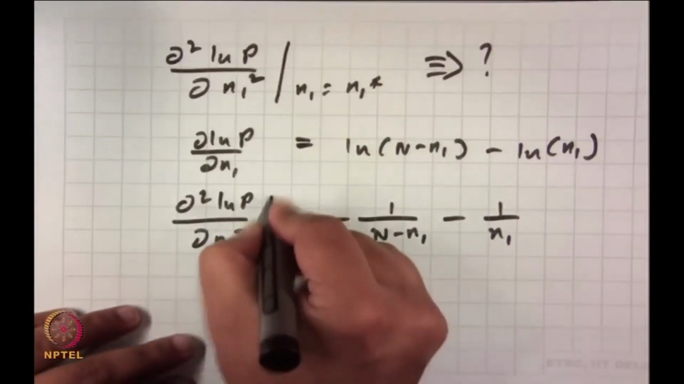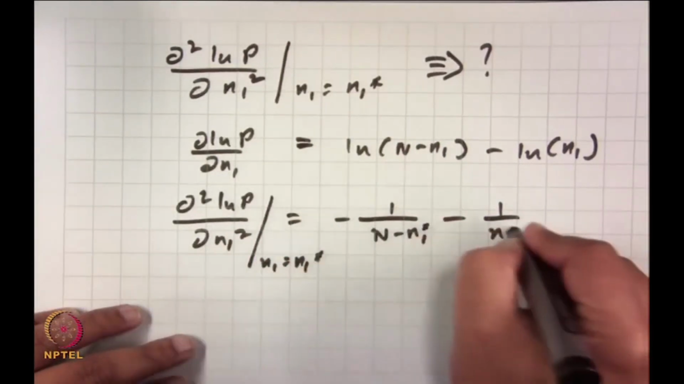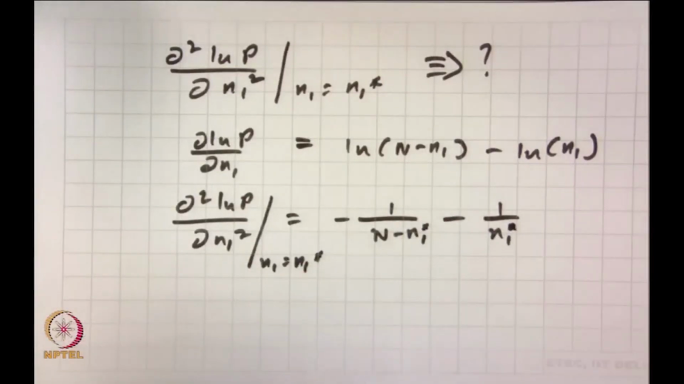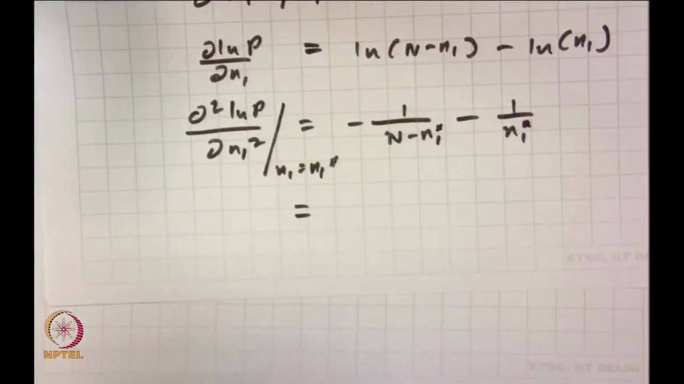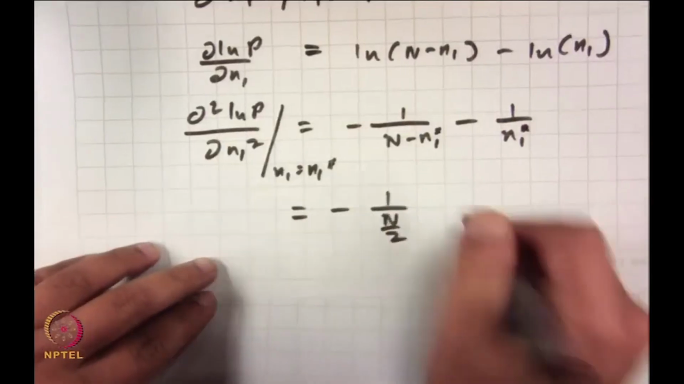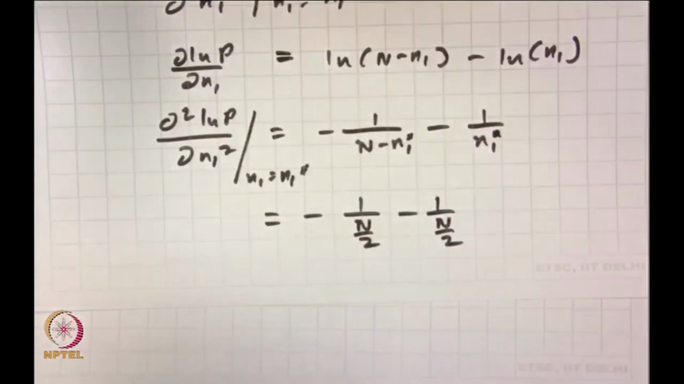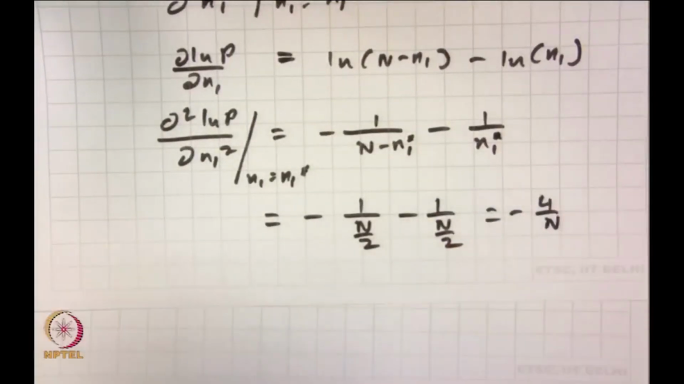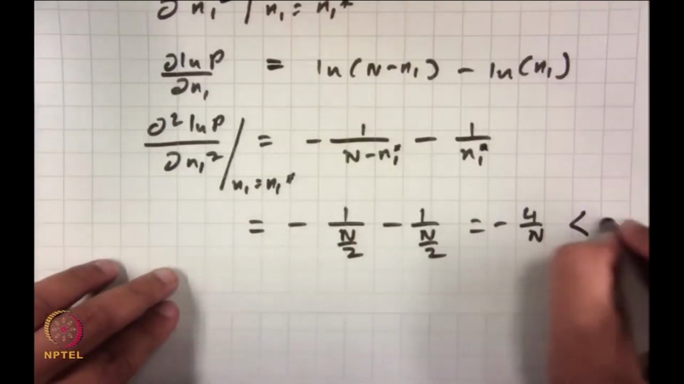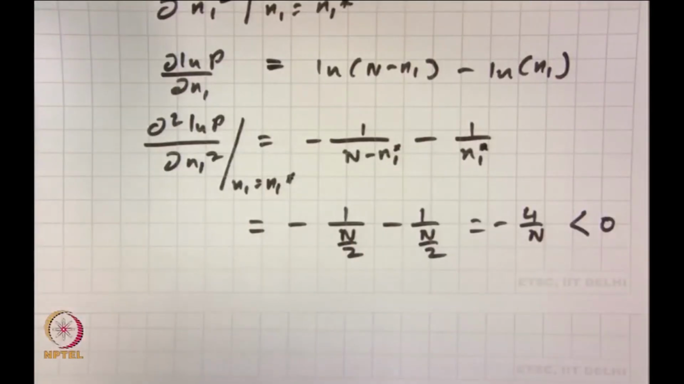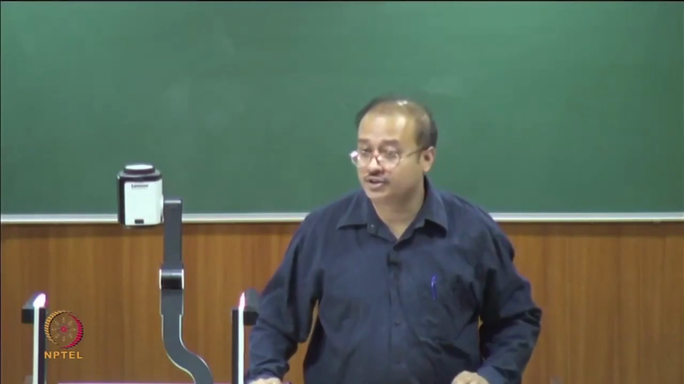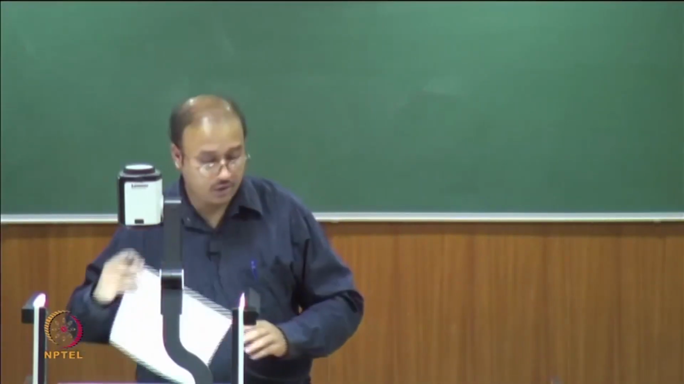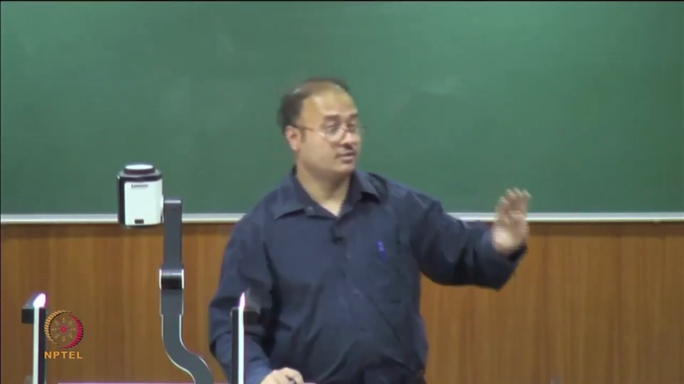So, what I can now write is, if I now put n 1 is equal to n 1 star, I can write this in terms of n 1 star. Is it okay? Right? How can I simplify it further? What do we know n 1 star is equal to? N by 2. So, then the first one is n by 2 and the next one is n by 2. Okay. So, what should I have? Minus 4 by n, and it is less than 0, isn't it? It is less than 0. So, hence proved that this n 1 star, whatever you calculated by equating the derivative to 0, corresponds to the maximum number of steps taken in the positive direction. Clear? Okay. Good.